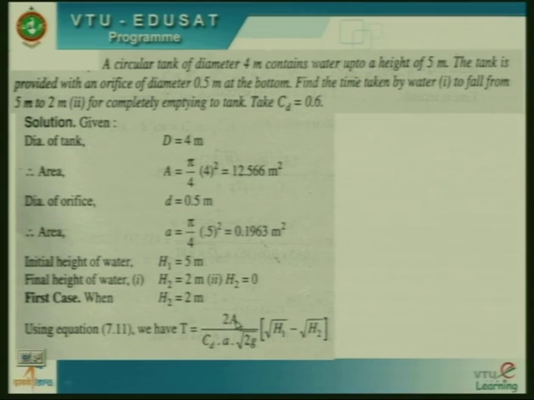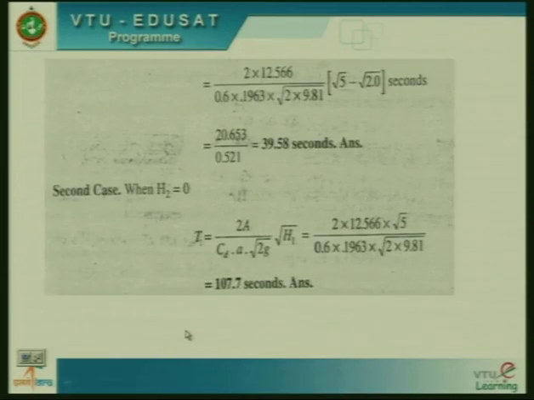Just now we calculated the value of capital A and the value of small a. Cd is given in the problem as 0.6, and this is 5 and this is 2. Substitute the values and find the value of T. Now T works out to be 39.58 seconds in the first case. In the second case, h2 is equal to 0. In that case, the formula reduces to T equal to 2A into root of h1 divided by Cd into a into root of 2g. Now h1 is 5 meters and small a you already calculated, substitute these values and you are going to find T equal to 107.7 seconds.